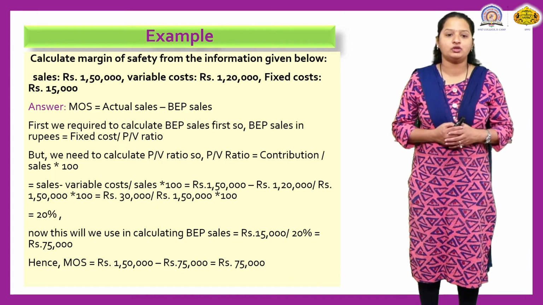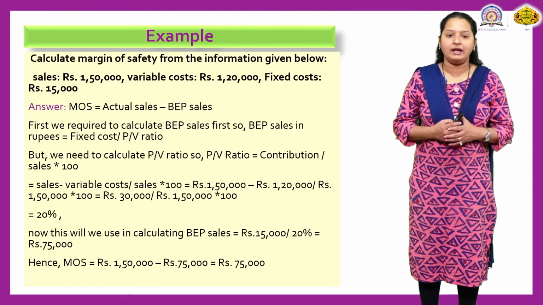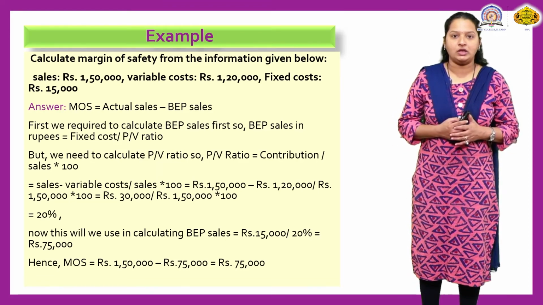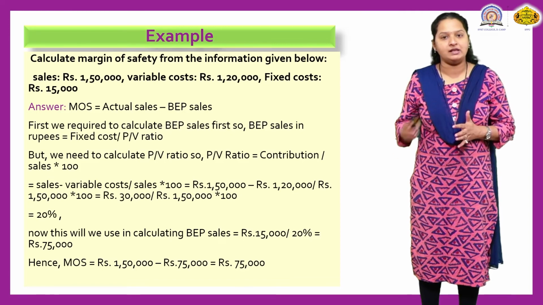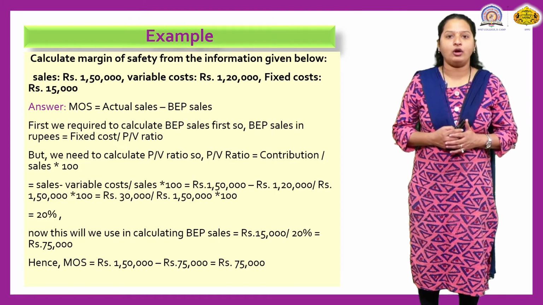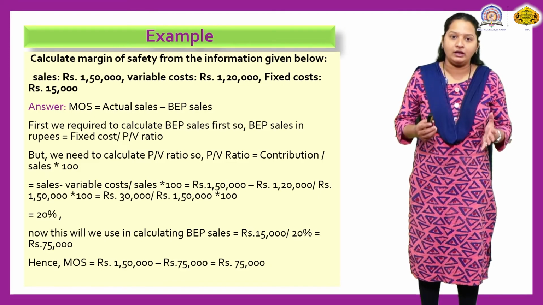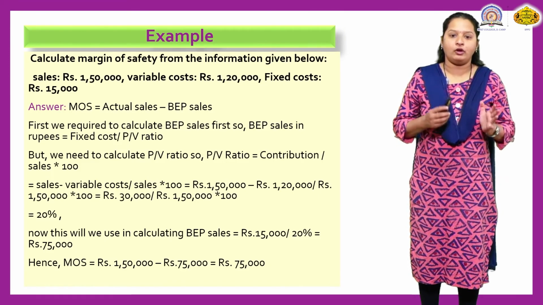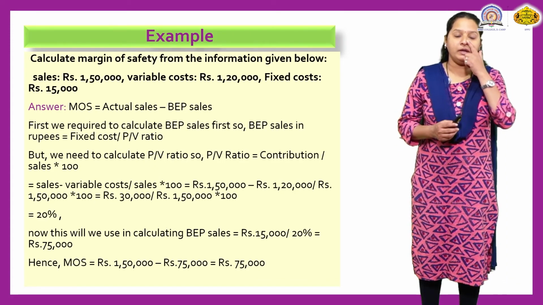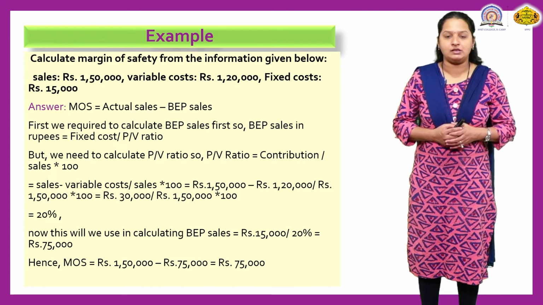We will put this contribution in our formula and we will get our PV ratio. So, the formula is contribution upon sales into 100. We just have calculated our contribution, that is rupees 30,000, we have sales that is rupees 1,50,000 into 100, and by this way we got our PV ratio which is 20%. Now we calculated the PV ratio, we will put this percentage into our BEP formula to calculate the BEP sales.